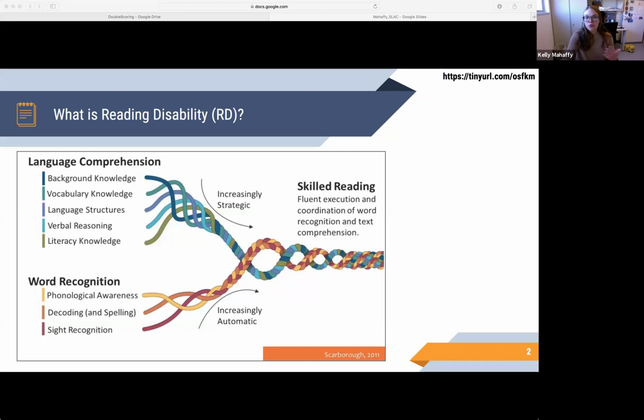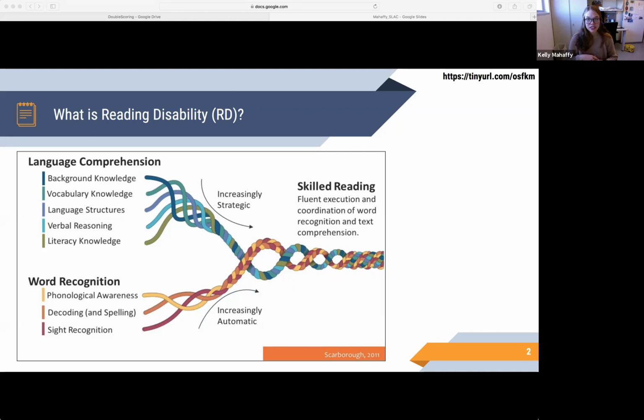So what happens when these things don't combine correctly, or when there's some kind of issue in the process of combining all of these abilities? In many ways, that's where the idea of reading disability comes in. For many of us, reading disability is likely synonymous with dyslexia. I'll be using the term slightly differently as the field is moving away from this definition.